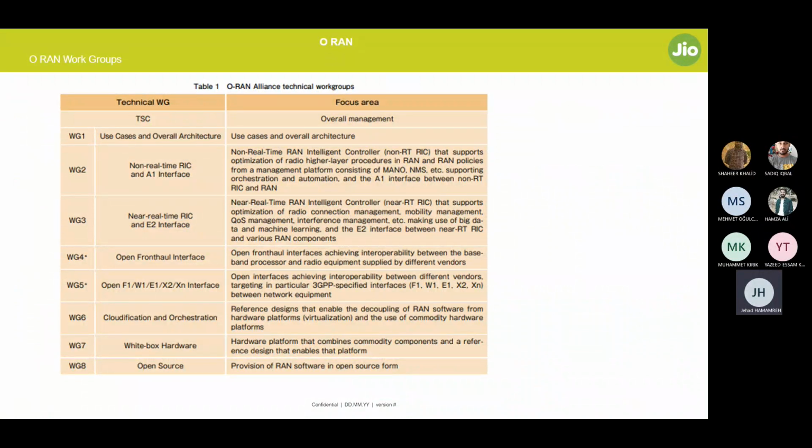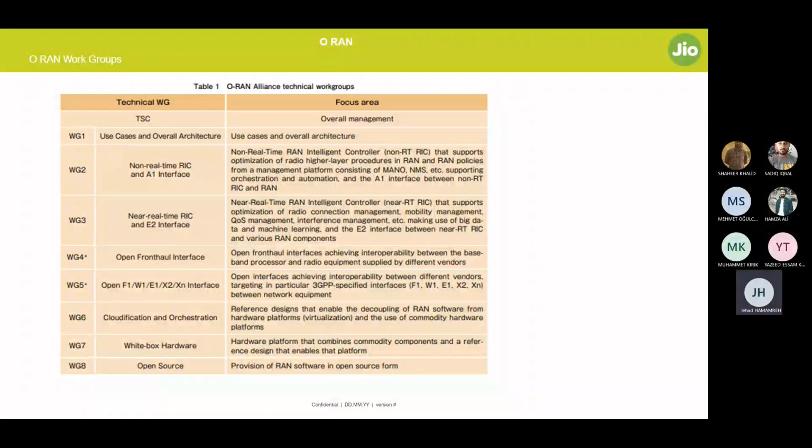And here in the Open RAN Alliance, as I told you, more than 400 or 500 companies all together are working to build Open RAN solutions and to divide the work among each other. They split themselves into different groups, 8 groups. We have work group 1, which is responsible for defining the use cases and overall architecture of Open RAN.